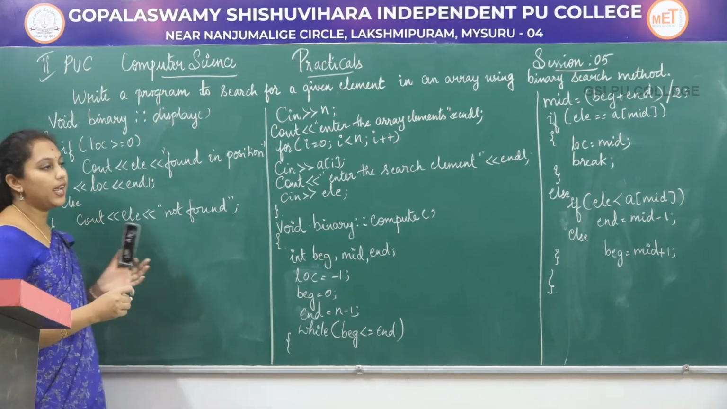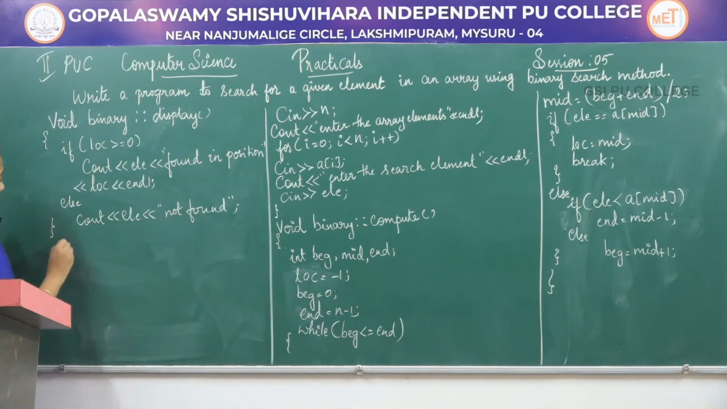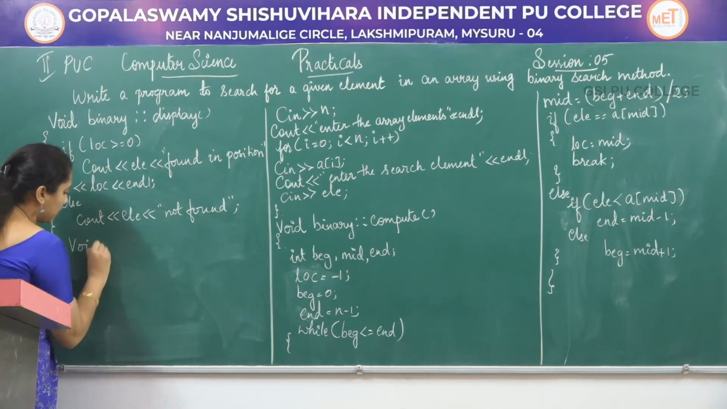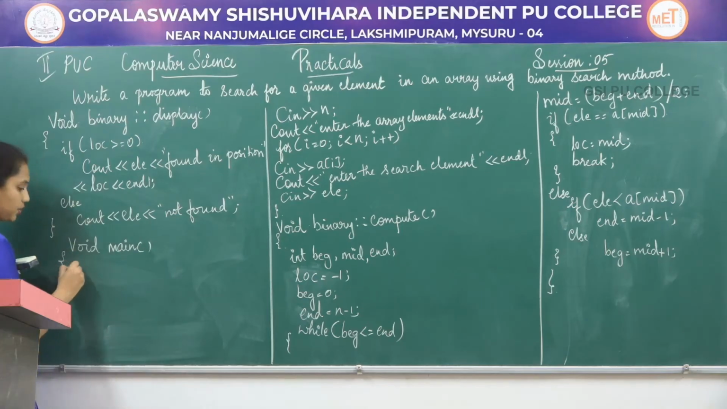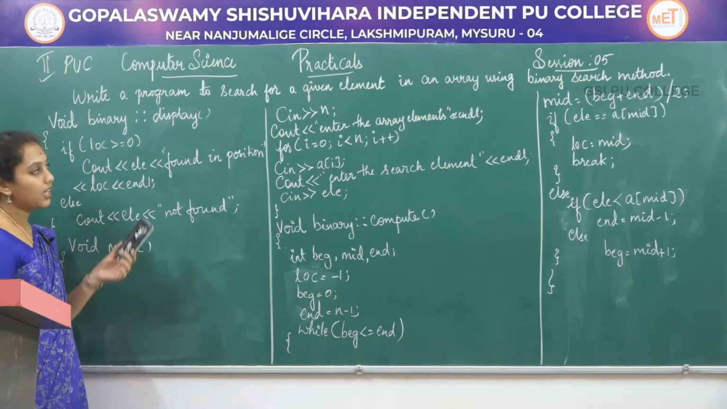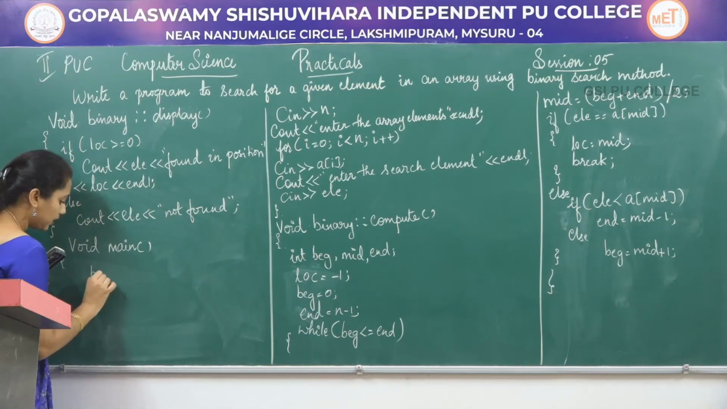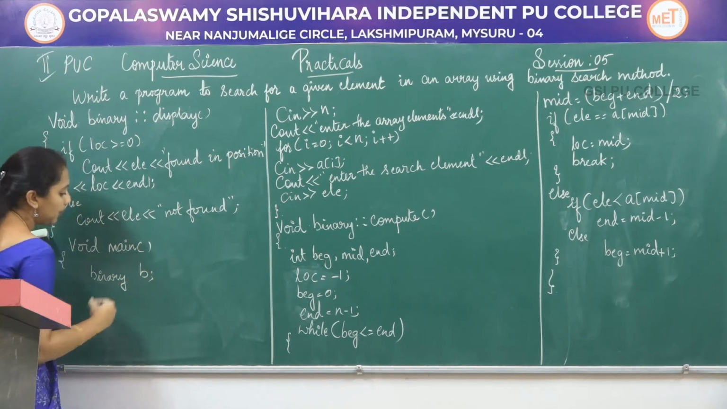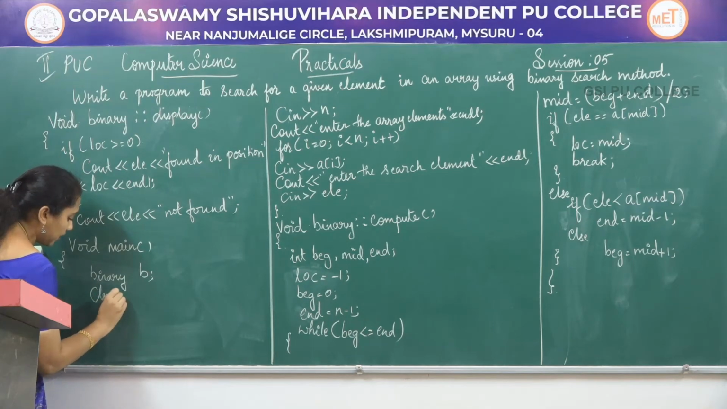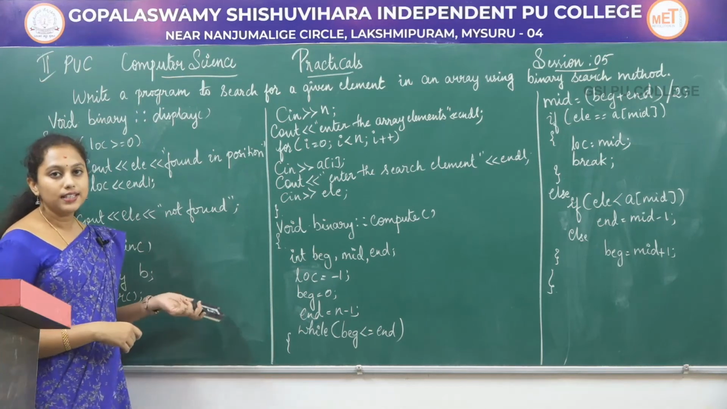Next we have to create the objects for the class called binary. So in the main function I am going to create an object. How to create an object? Class name followed by object name. What is the class name? Here the class name is binary. What is the object name? The object name is B. Clrscr to clear the previously generated output on the display screen.